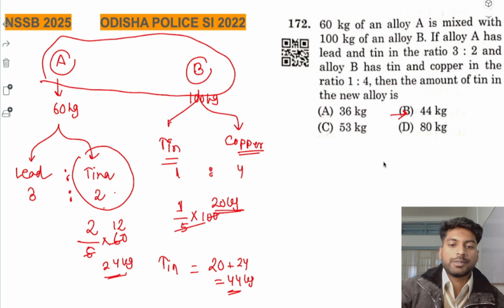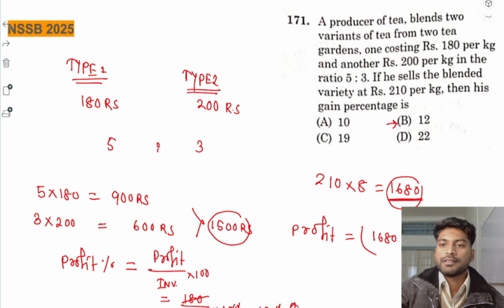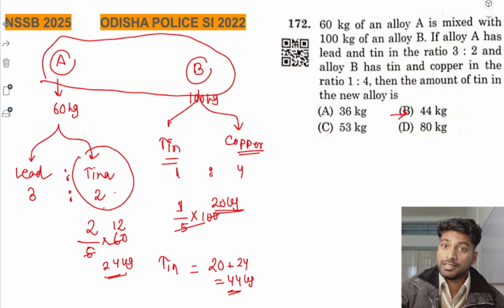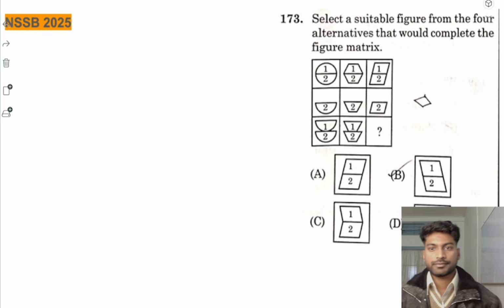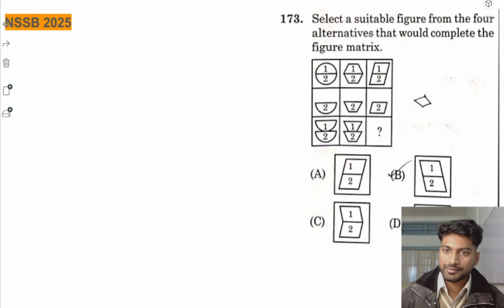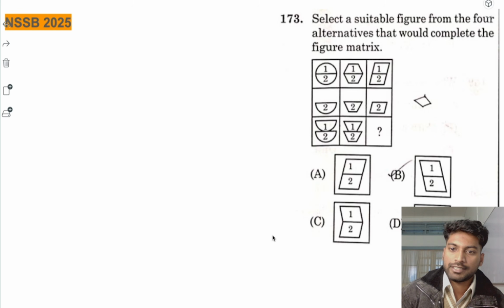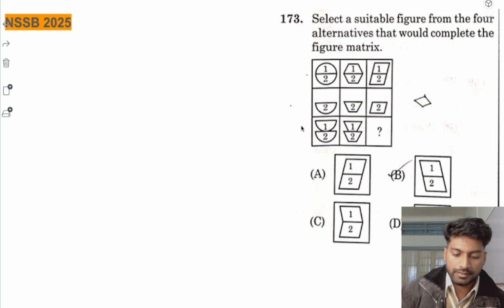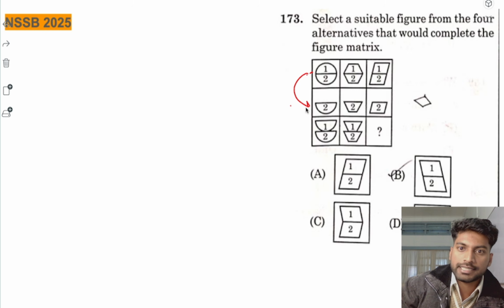Notice the pattern: option B for 171, option B for 172. Now 173. This is a reasoning question. What's happening now: a circle breaks down into a half circle. This structure breaks down into halves.